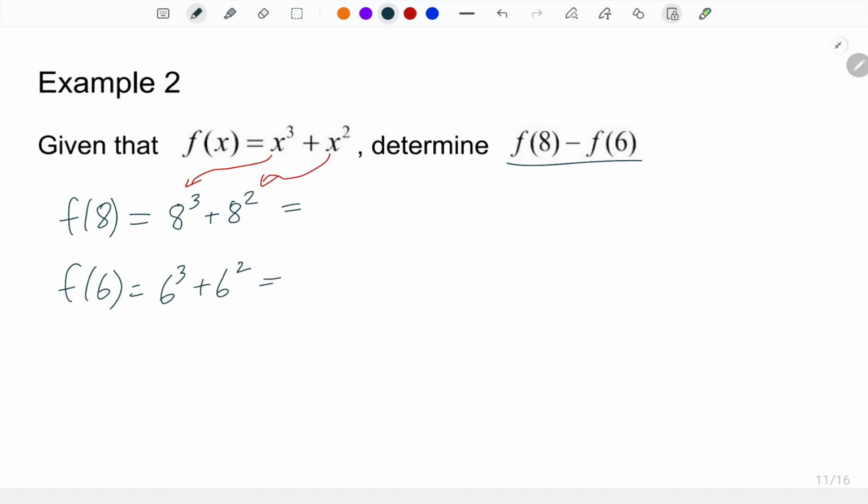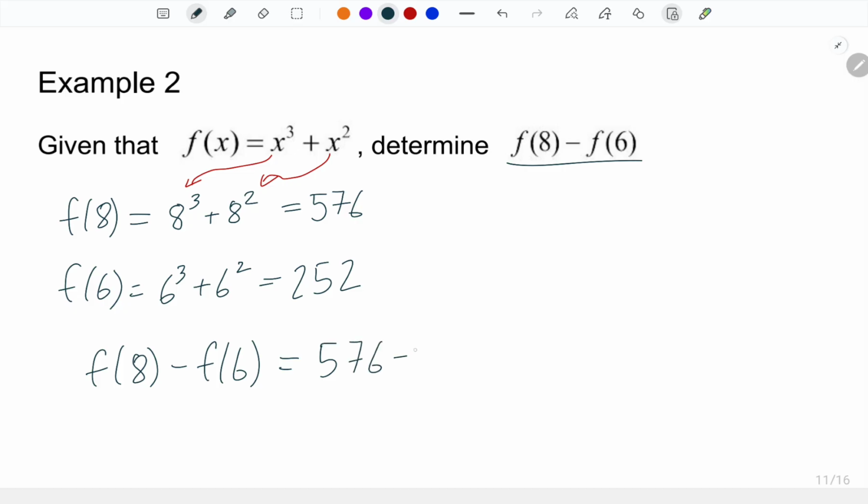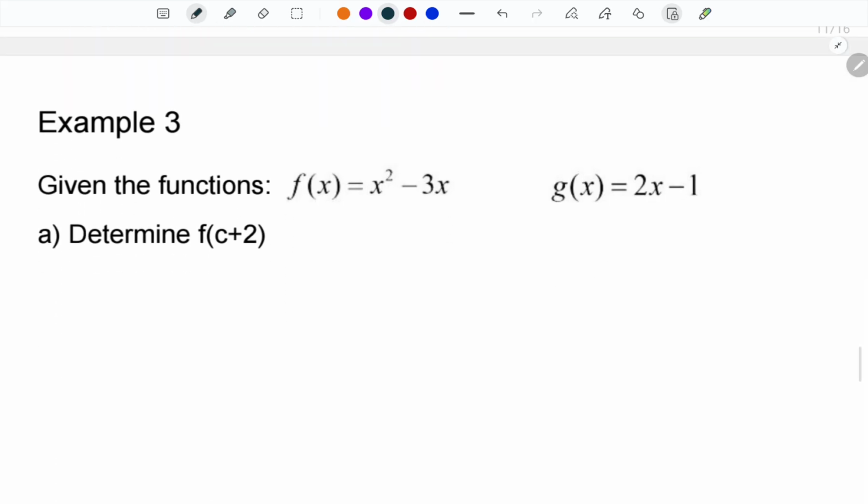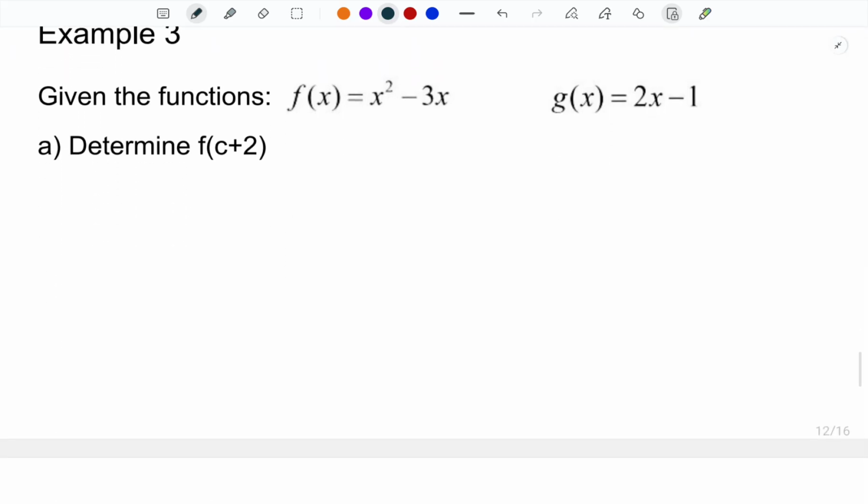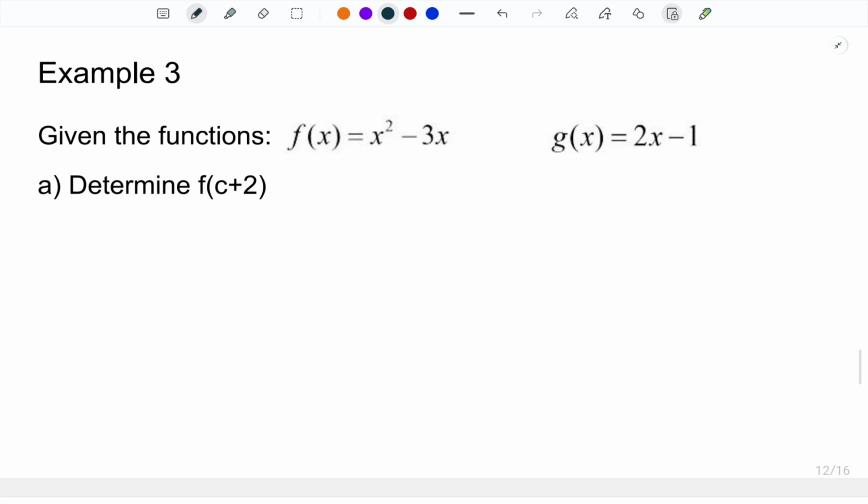Now let's calculate it. Okay, so we should get 576. And then 6 cubed plus 6 squared is going to be 252. And subtracting, f of 8 minus f of 6 is just going to be 576 minus 252, which in the end gives you 324. Okay. So again, I encourage you to try this out first yourself and then watch the answer. But try it out yourself by pausing the video.